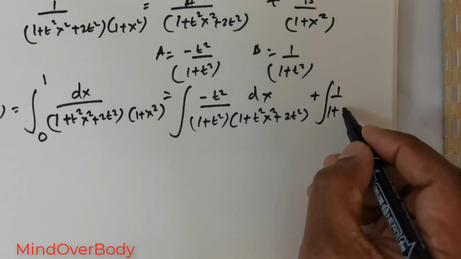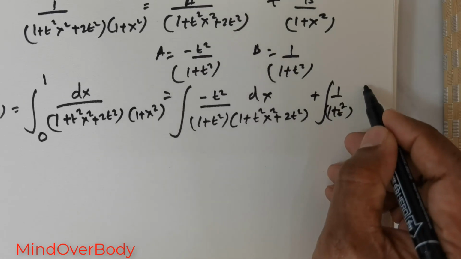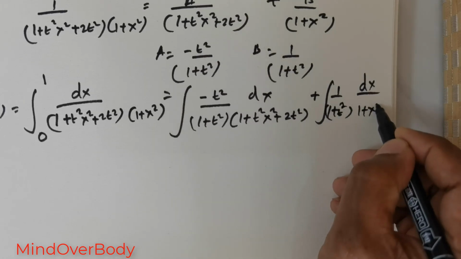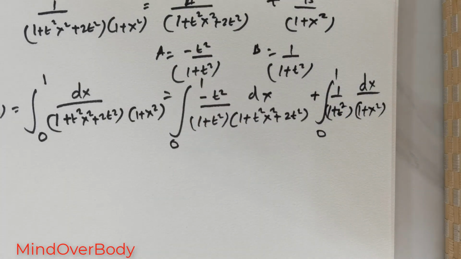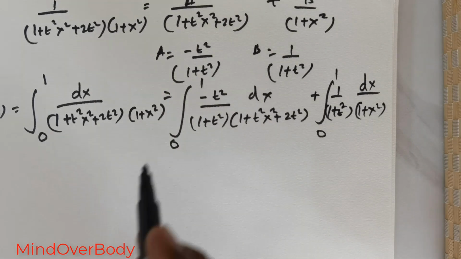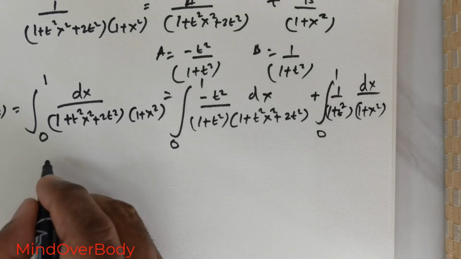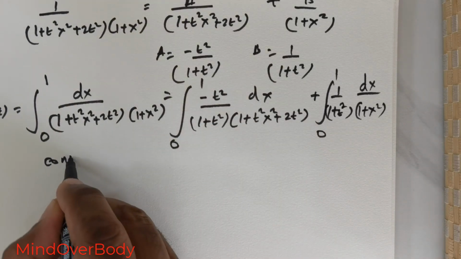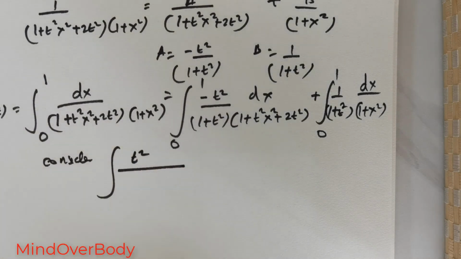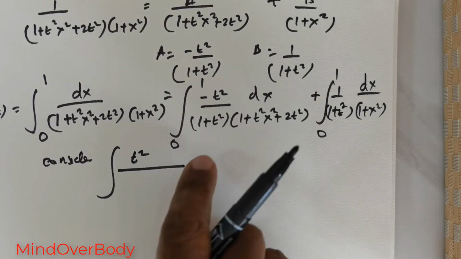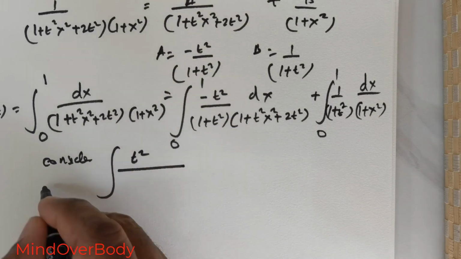So let me start by writing 1 over 1 positive t squared times dx divided by 1 positive x squared. The limits are 0 to 1. Right? So now we need to handle this. So let me just first simplify this. So I will start off by considering t squared divided by, now 1 positive t squared, this has got nothing to do. So in fact I could have taken this t squared out.